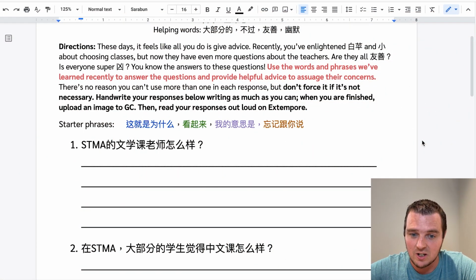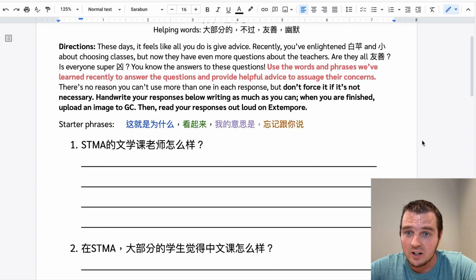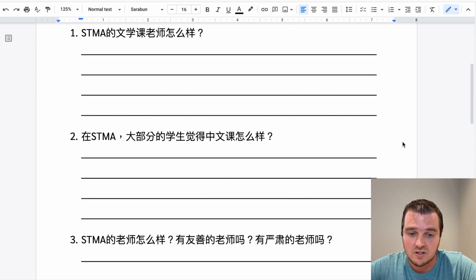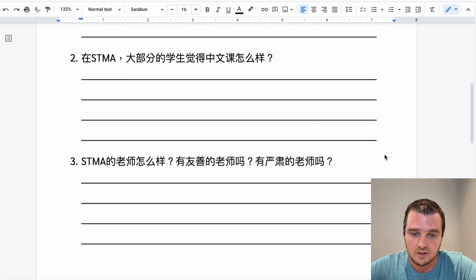So you can see here in the directions, I've already enlightened Bai Ping and Xiaoming about choosing classes, but they have even more questions about those teachers. Help them understand what the classes are like and what the teachers are like by answering a few questions. So the first thing they did was, at the end of class the previous day, the students answered these questions. They wrote out their responses.